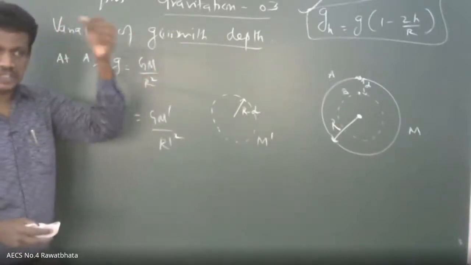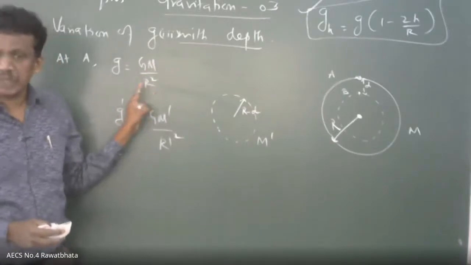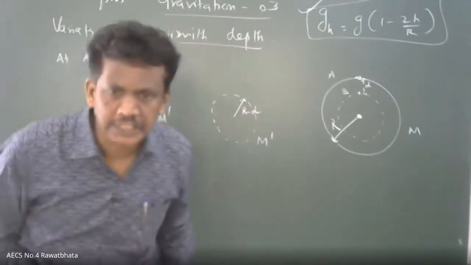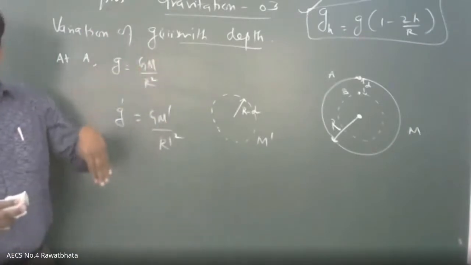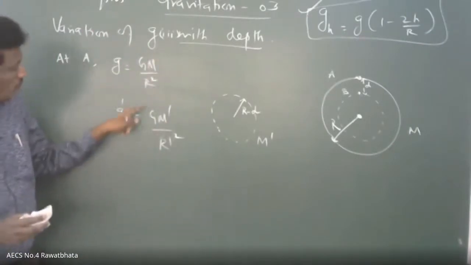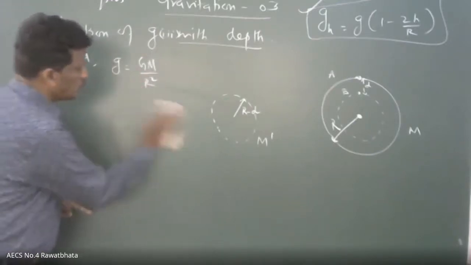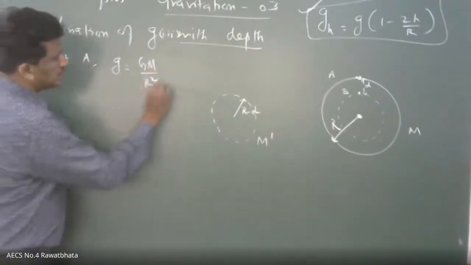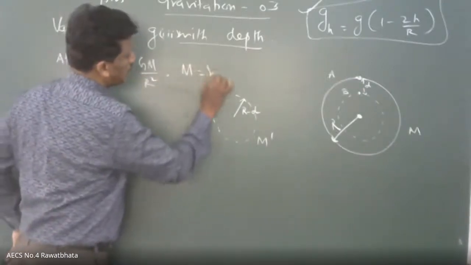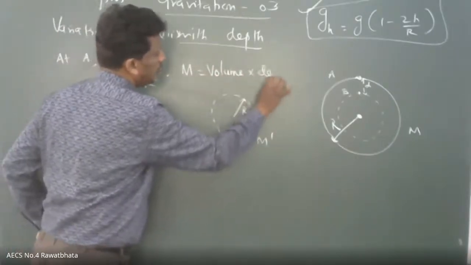Previously, in the variation of g with height, only R was changing, suppose R plus h. M was the same, in the first equation and the second equation also M. But here, what happened? M is changing, distance also changing. That's why now you want to convert it into one variable. So in terms of density, how to do? Mass equals volume into density.